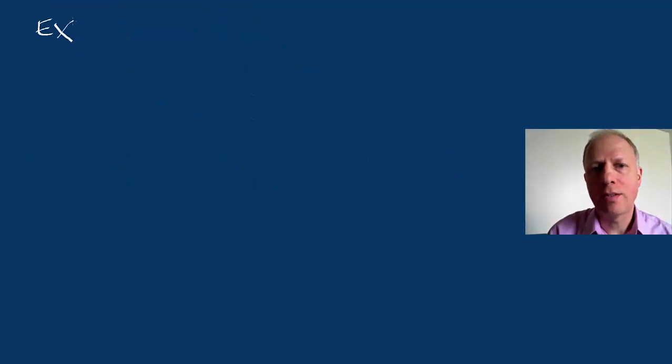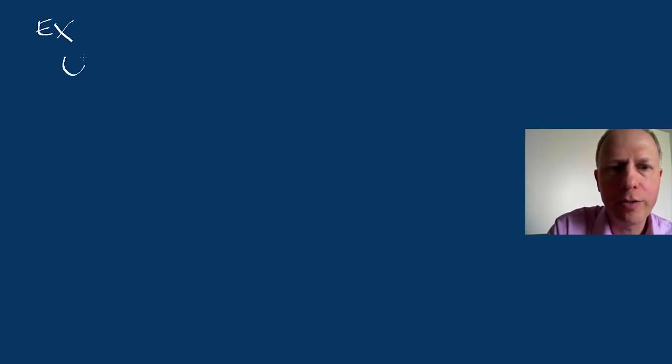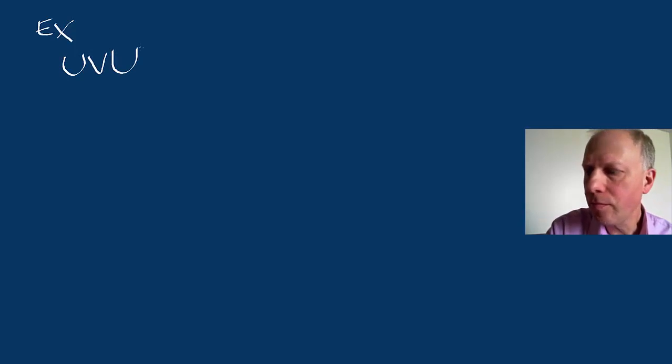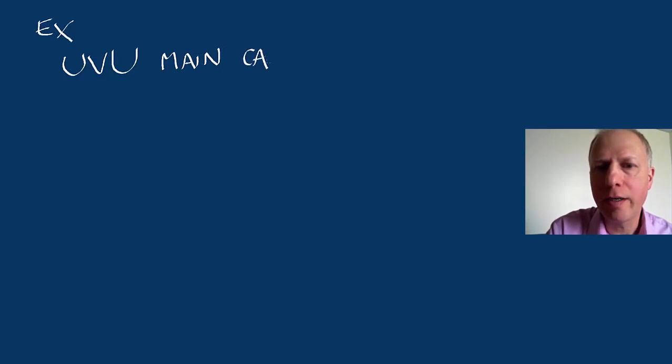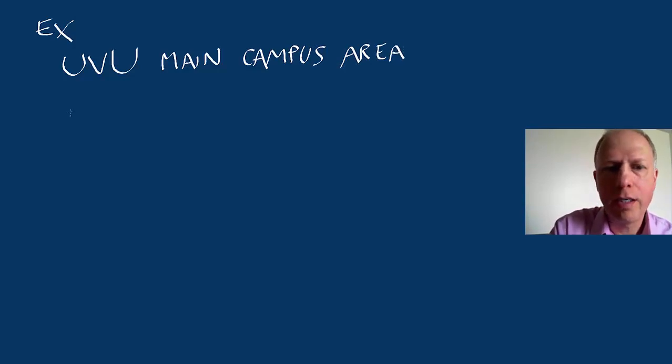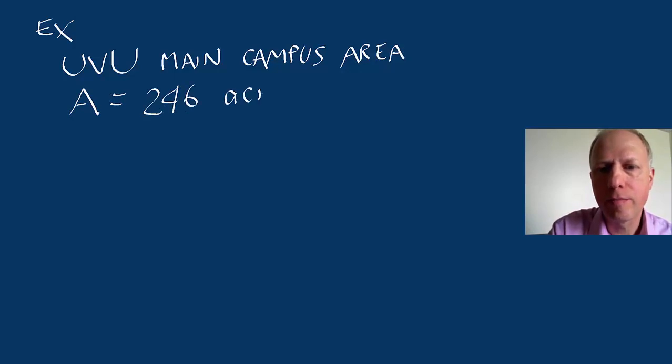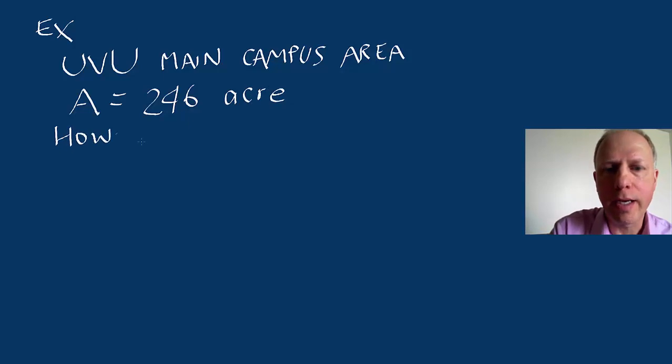I'm going to do another example. That one was very straightforward, but there is a pitfall that I want to warn you about, which is illustrated by this example, which deals with the area of our UVU campus. It is 246 acres. How many square meters is that?